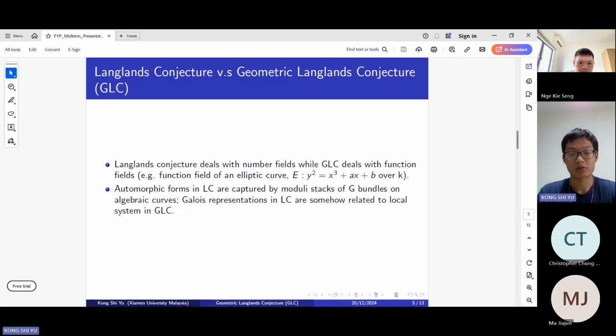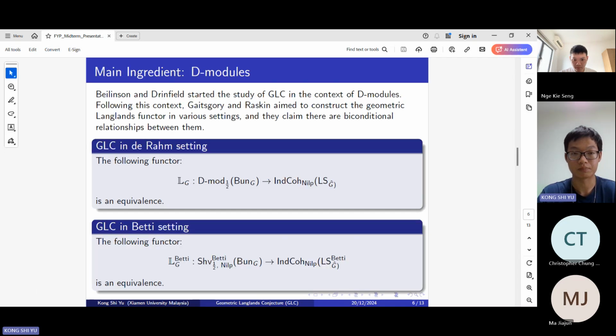In the Langlands conjecture, they are mostly focusing on automorphic forms, and we will not talk about this. But it is analogous to the moduli stack of G-bundles on algebraic curves studied by Drinfeld, and also the Galois representations used in the Langlands conjecture are related to the local systems studied in algebraic geometry, which we will be using in this geometric Langlands conjecture.